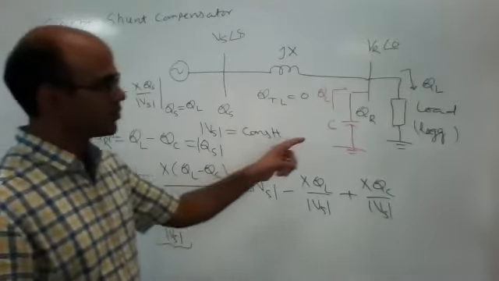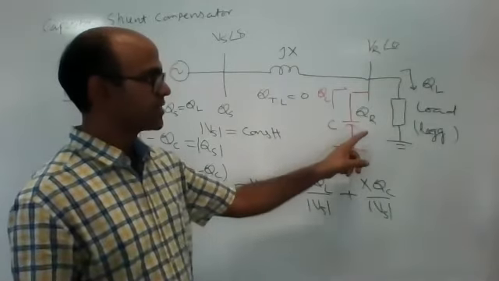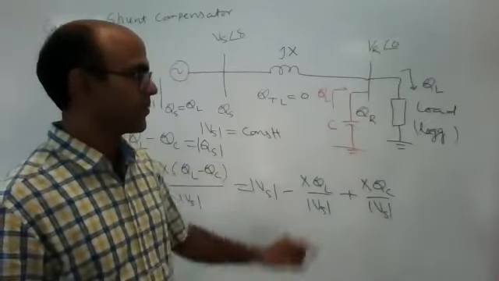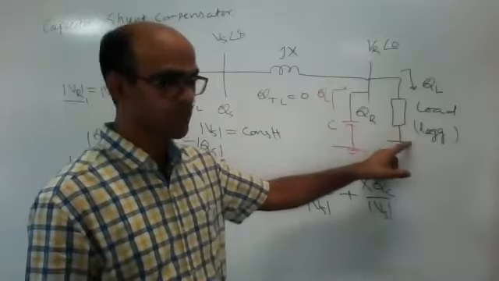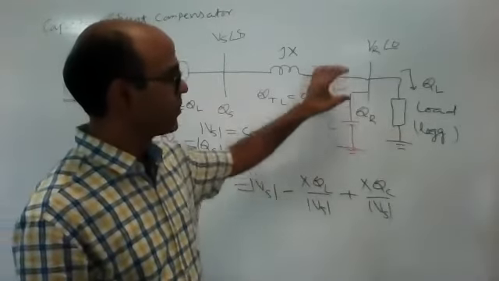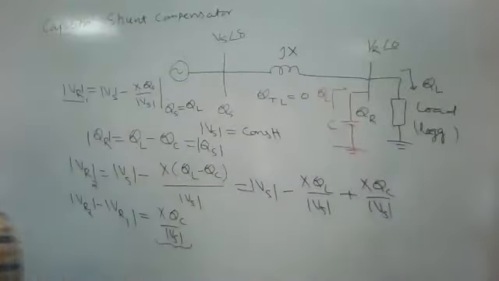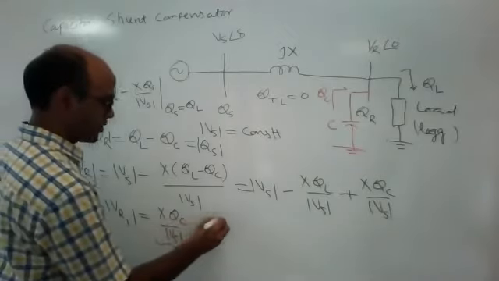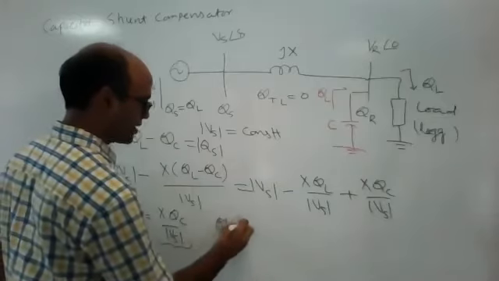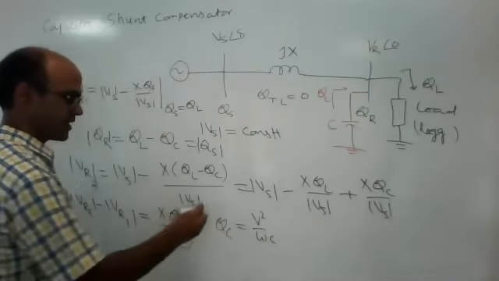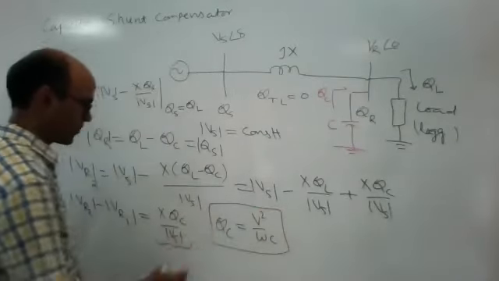So what will it do? The shunt capacitor will increase the receiving-end voltage, because it is providing lagging reactive power, and the load needs lagging reactive power. So it helps to maintain the receiving-end voltage. This is the first observation. From here you can find QC, and from QC, knowing V squared times omega C, you can find the value of C, the required value of C to compensate the voltage.